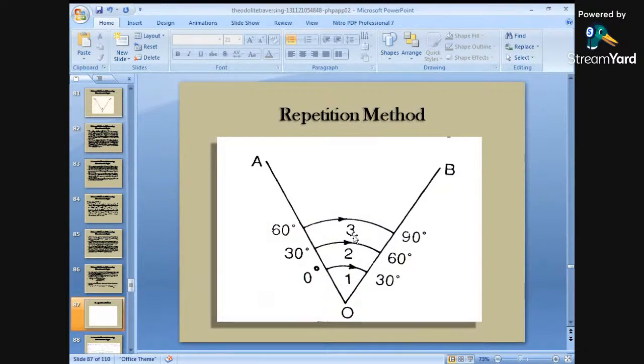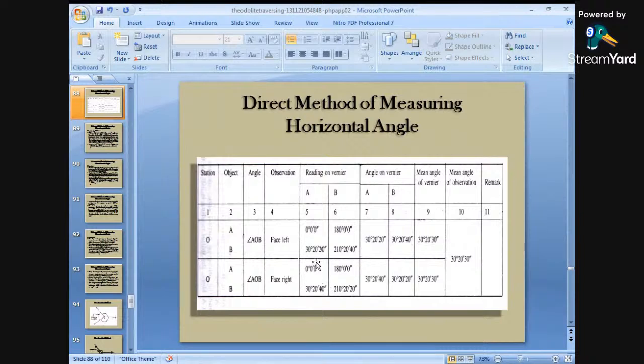And the final reading is given by what? Whatever the final value you are getting, that is 90 degree, you need to divide it by the number of steps. How many steps have you done? You have done one step, two step, and three step. So 90 divided by 3 will give you the exact angle of your AOB. This method is called your repetition method of measuring horizontal angle. After that, as I've told you, generally observations are done with the help of face left position and face right position, and then the average of these two values is taken.